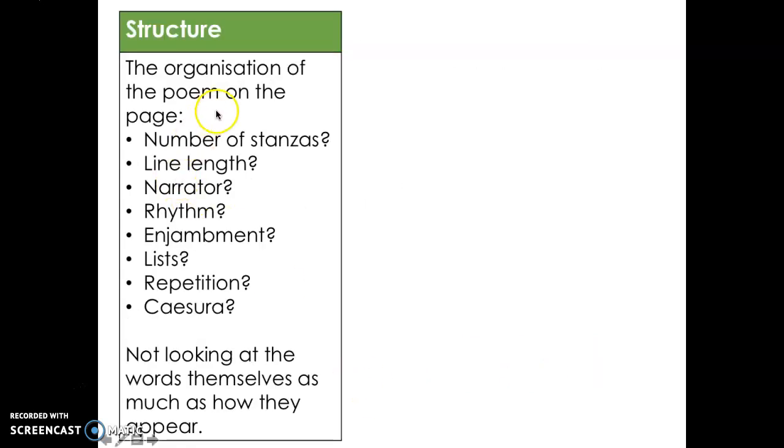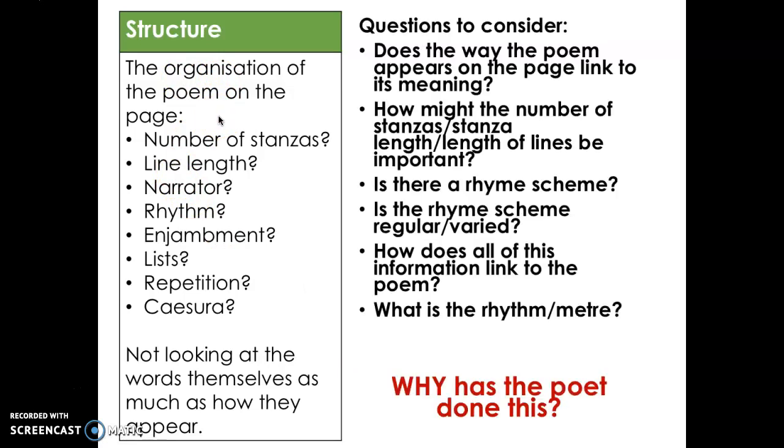Similarly, for structure, the organisation of the poem on the page, some questions for us to consider when looking at the structure of a poem. Does the way the poem appears on the page link to its meaning? How might the number of stanzas or the stanza length or length of lines be important? Is there a rhyme scheme? If there is, is the rhyme scheme regular or varied? How does all of this information link back to the poem? And then what is the rhythm or the metre of the poem? And once again, always considering why. Why has the poet done this? Why has the poet chosen to present the poem in this particular way?